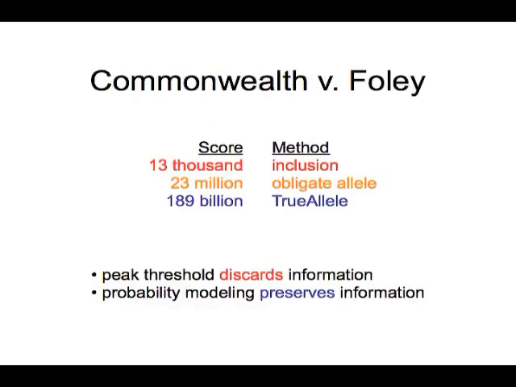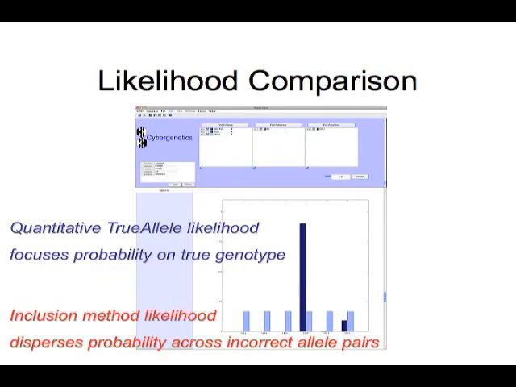In a case that we solved and testified in a year and a half ago, the Commonwealth of Pennsylvania versus Kevin Foley, for the salacious details, I refer you to other talks on our website, which are described and given on the last slide. There were 3 different match scores testified to in this case. There was a 13,000 match score using the inclusion method, which was not overwhelming since DNA was the main evidence in the case. There was an intermediate score in the millions using an obligate allele method, and a 189 billion match score obtained using the true allele computer system. What we see is that inclusion methods discard information as measured by match score, whereas probability modeling preserves information as measured by match score.